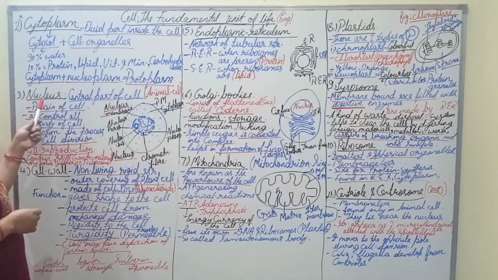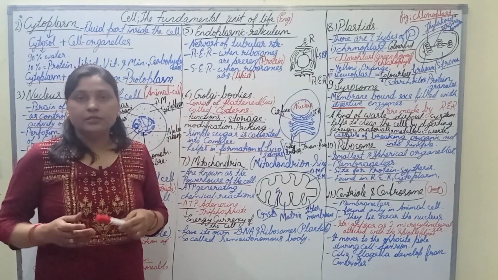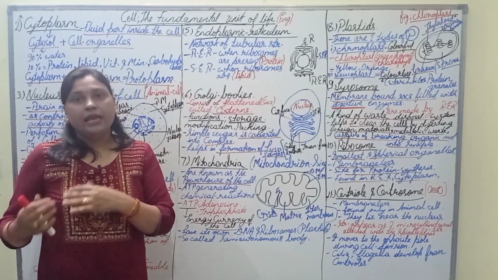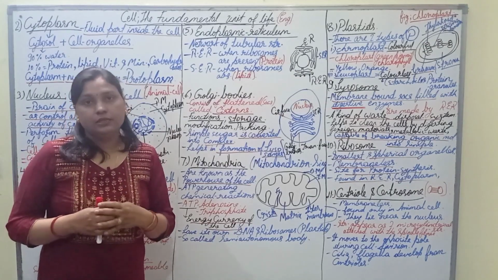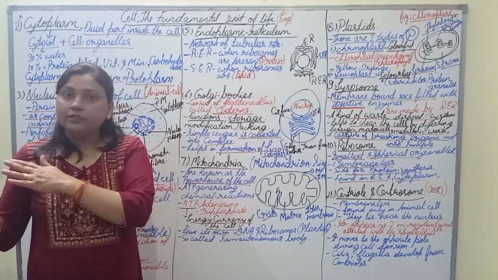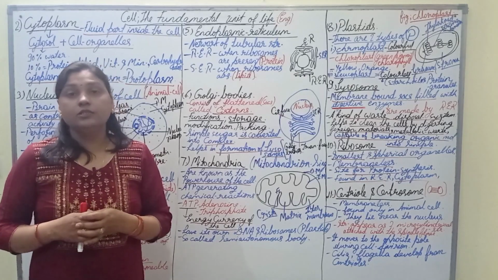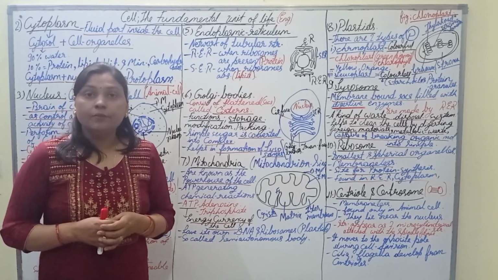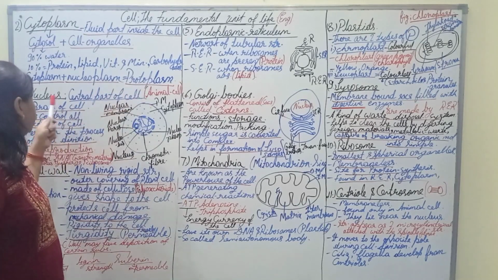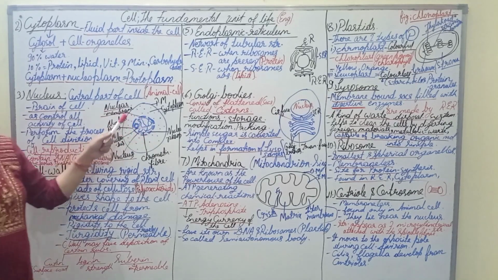Next, moving on, we have the nucleus, the central part of the cell, present in both types of cells, that are plant cell and animal cell. The only difference is that in a plant cell it is slightly located towards the periphery because of the presence of large and prominent vacuoles in plant cells. In animal cells, generally the nucleus is situated at the center of the cell.